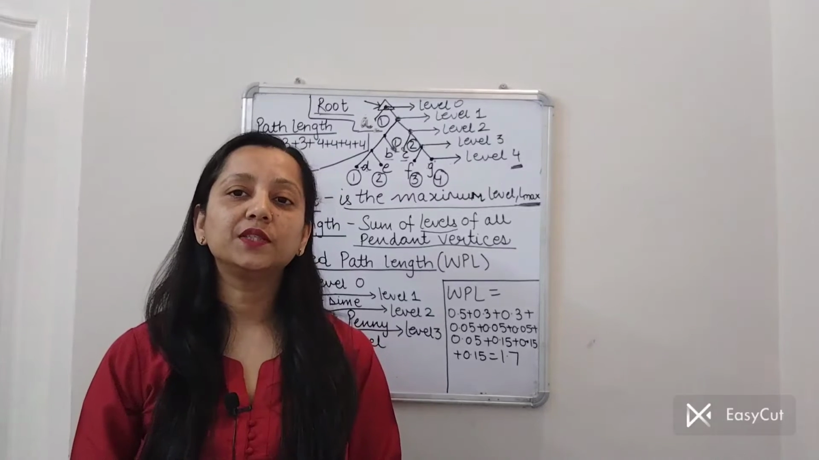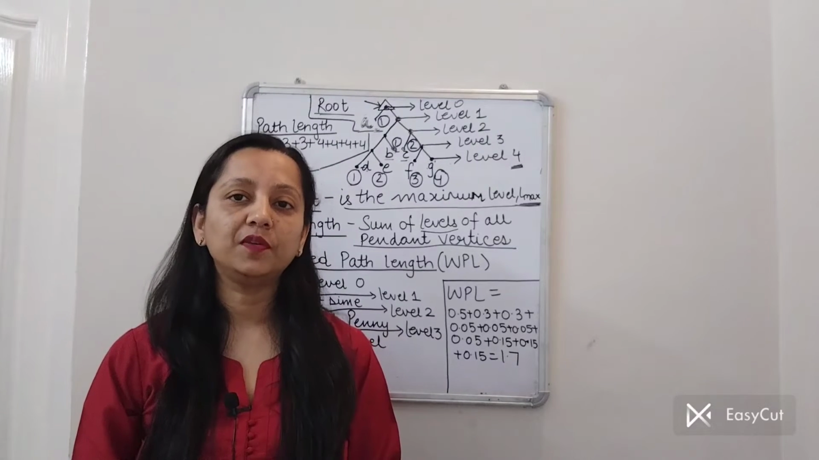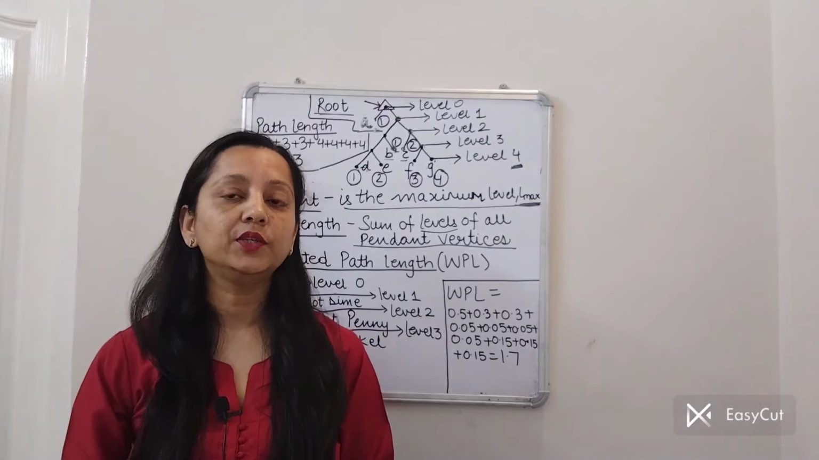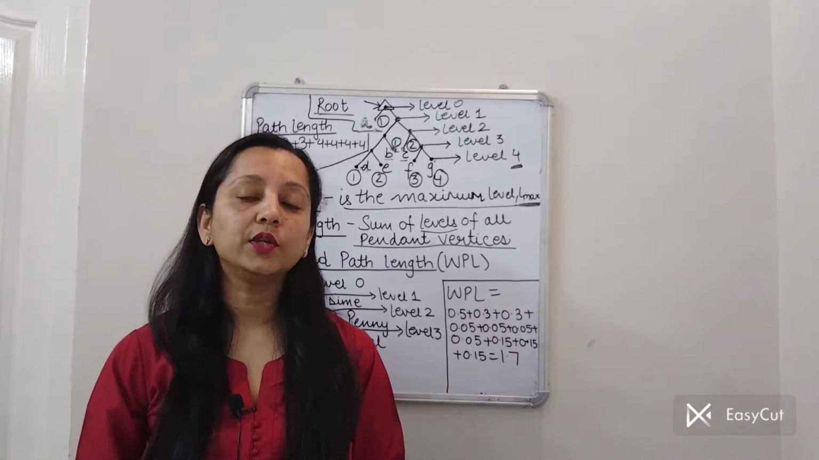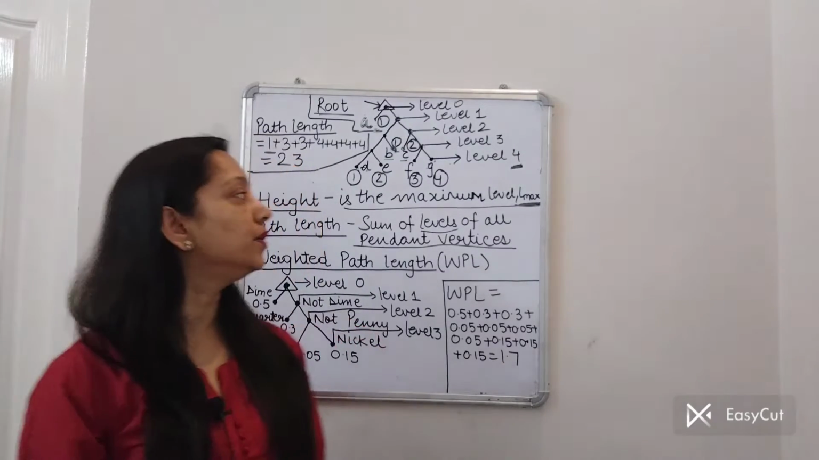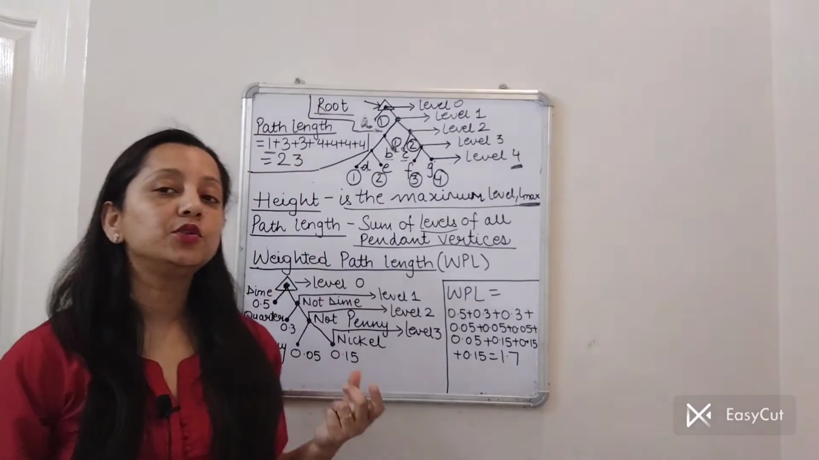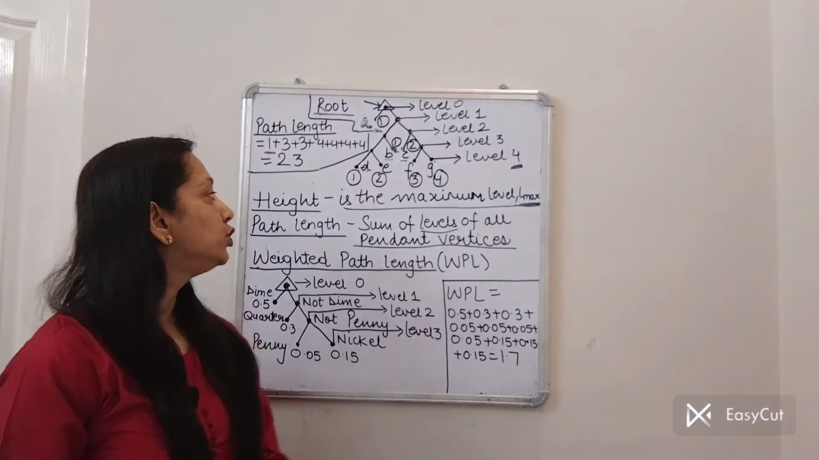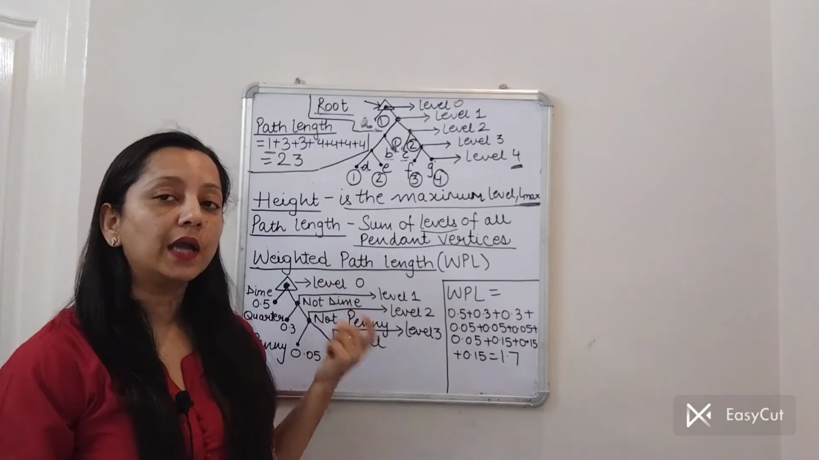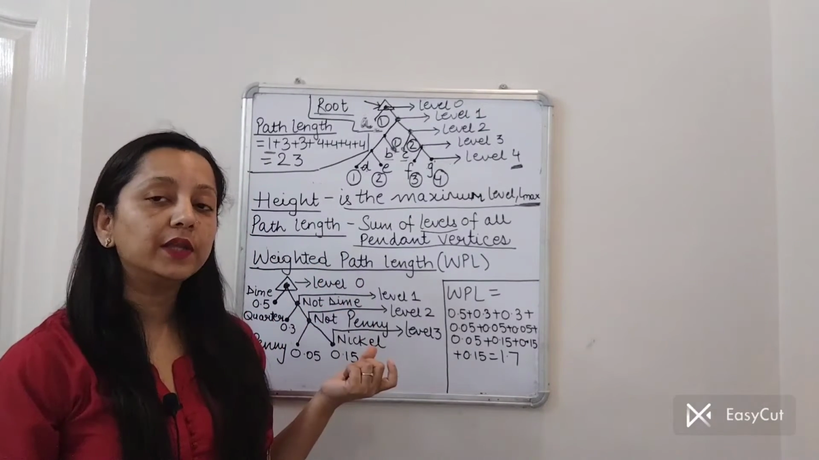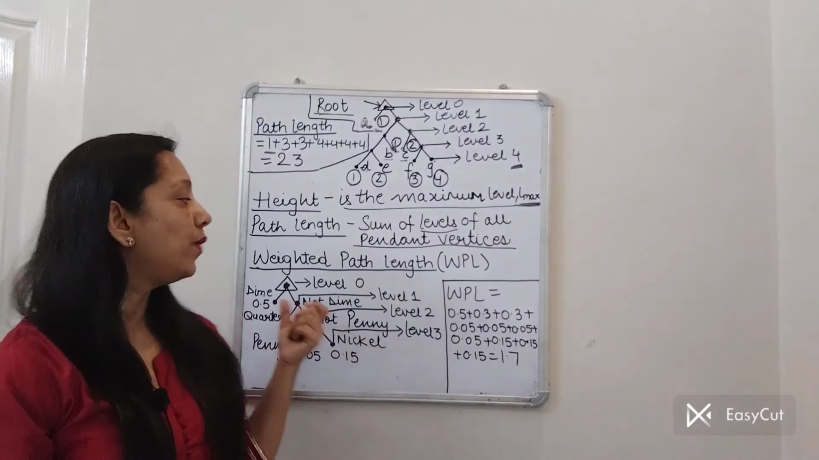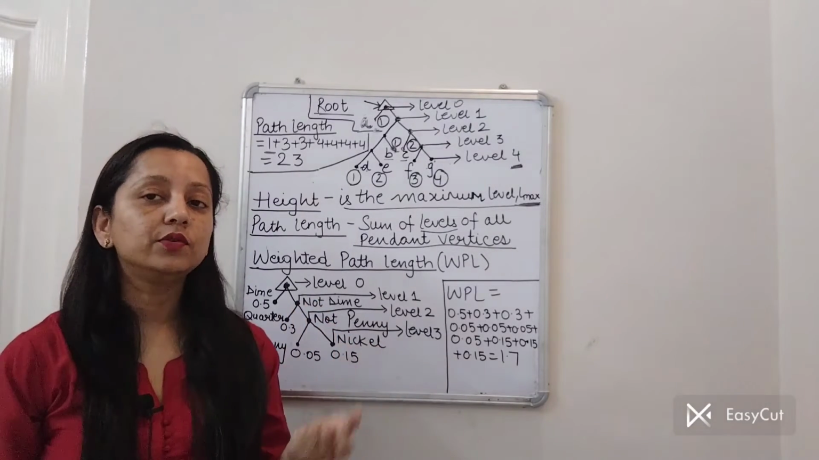Lovely students. Today's video is a continuation of our previous video where we started binary trees. So today also we will continue with binary trees and see some other important topics related to a binary tree. The topics that we are going to cover are the height of a binary tree, the path length of a binary tree and the weighted path length of a binary tree.